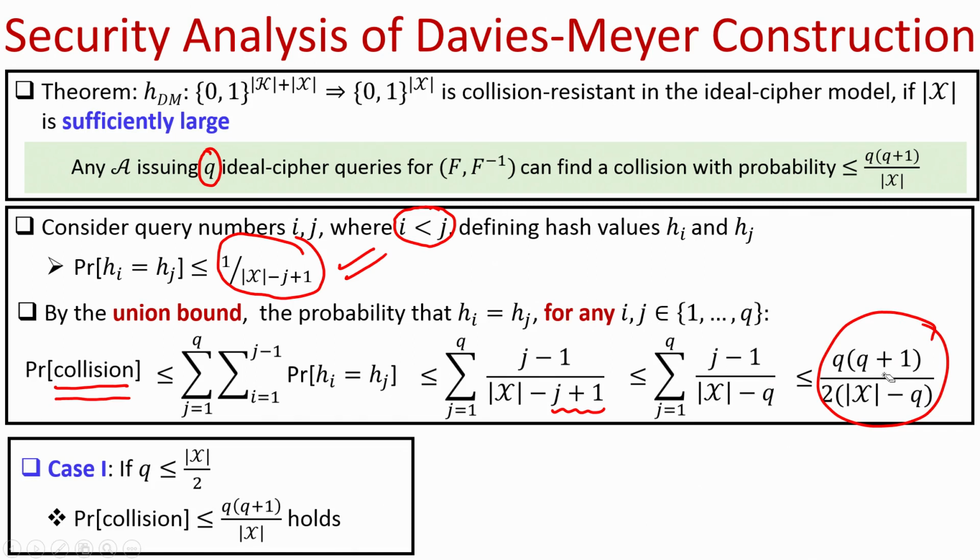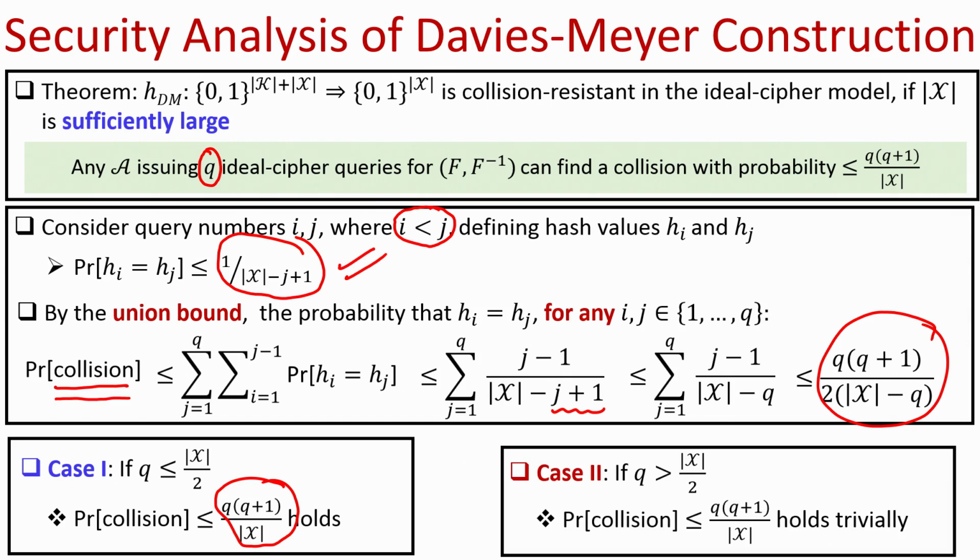Now let us analyze this final inequality for two cases. If the number of queries the adversary has made in this ideal cipher model is upper bounded by the size of x over 2, then we can do some simplification here and end up showing that the probability of collision is upper bounded by q times q plus 1 over the size of the x set. On the other hand, if the number of queries is greater than the size of x over 2, then trivially the probability of collision is upper bounded by this. That means it does not matter whether we are in case 1 or case 2: in both cases the probability of collision by making q queries is upper bounded by q times q plus 1 over the size of x, and that establishes the fact stated in this theorem.